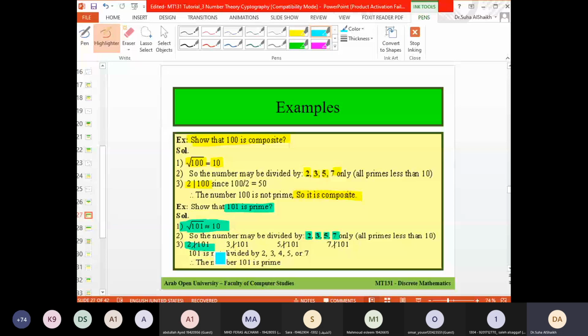The 2 is not dividing. The 3 is not dividing. The 5 is not dividing. The 7 is not dividing. فولا واحد فيهم is dividing, which means the number is a prime. You got the idea?